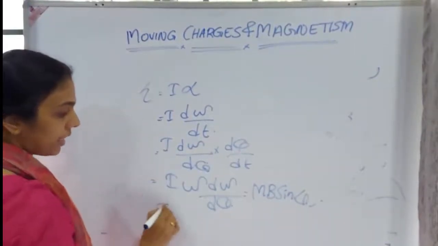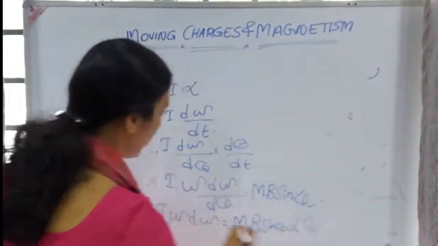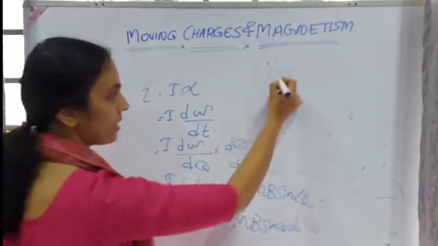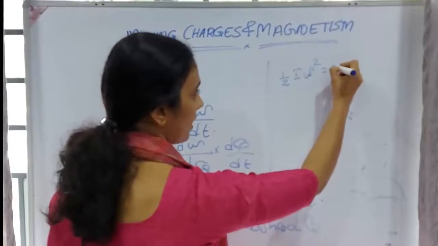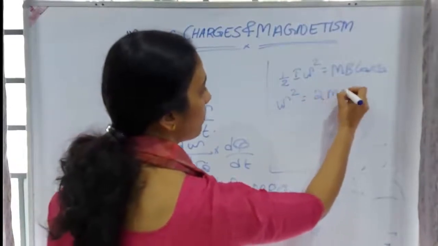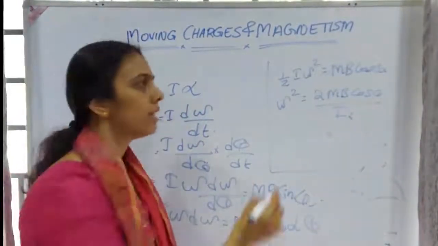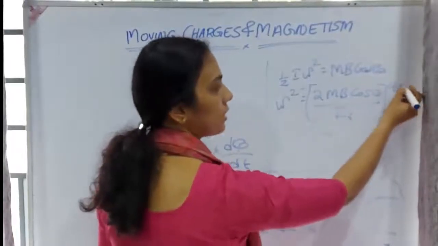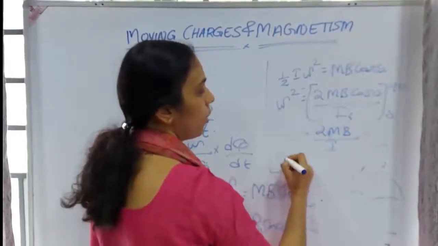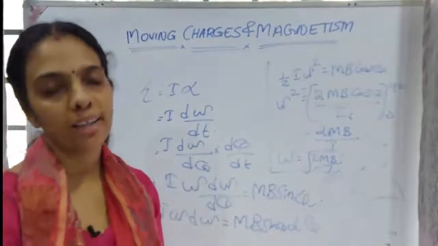So here I ω dω will be equal to MB sin θ dθ. Take the integral on both sides: half I ω² equals MB cos θ, with the limits taken. From there, ω² equals 2MB cos θ divided by I. We know that theta is varying from 0 to 90 degrees. So cos 90 is 0, minus cos 0 which is 1. So we will be getting 2MB divided by I. Omega value is the root of 2MB by I. This is how you should find out the angular speed.